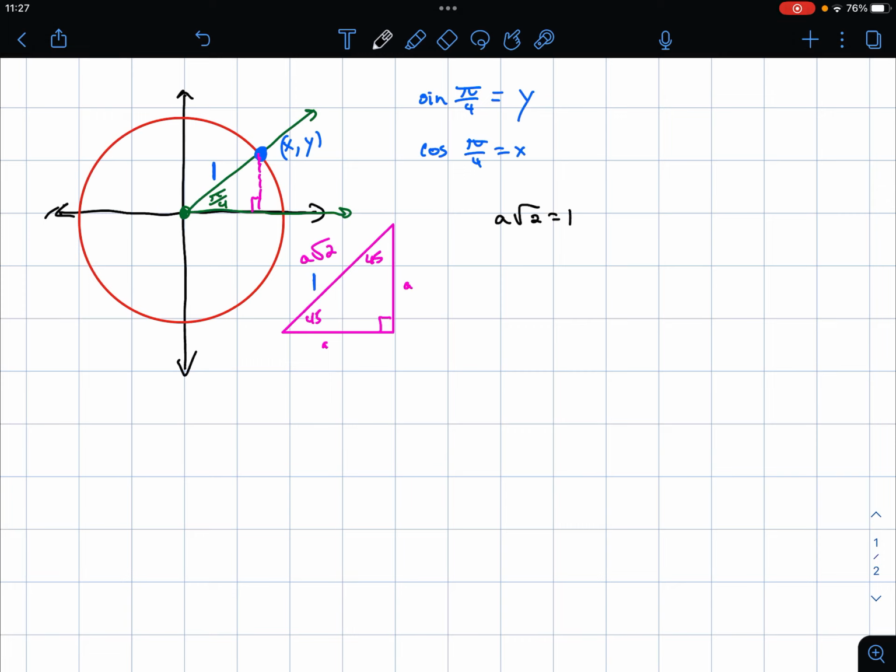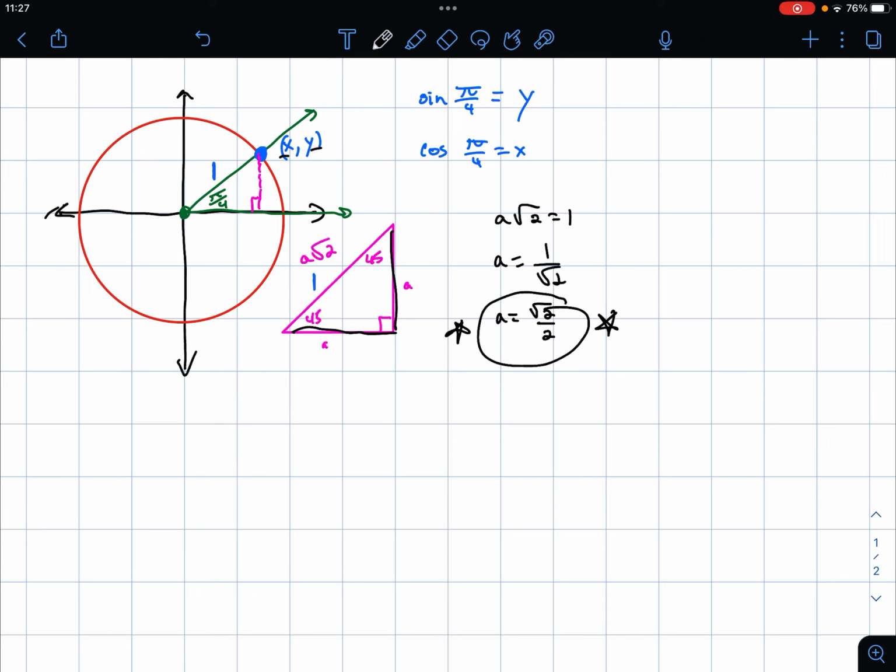I want to solve for a to actually get my side lengths, because those correspond to my x and y coordinates. So I will get a equals 1 divided by square root 2. Rationalizing, I get a equals square root 2 over 2. That is super important. This is something that you ought to memorize, that square root 2 over 2.